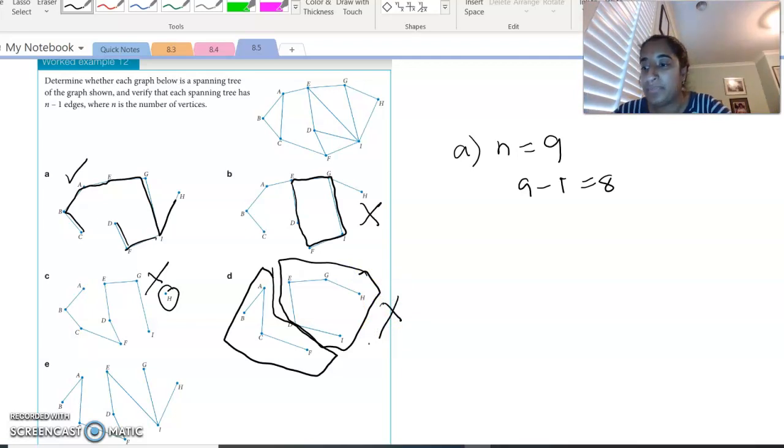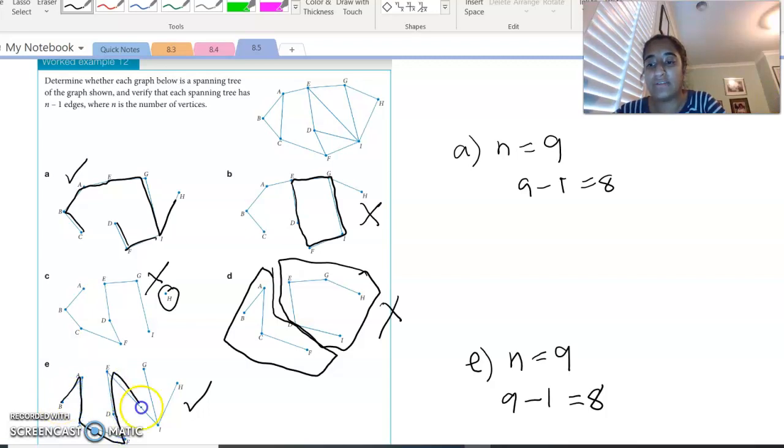And last one, the graph is connected. All the points, we can follow some sort of path. There's no loops, there's no multiple edges, and there's no cycles. So yes, that one is a spanning tree. And if we look at that one there, the number of vertices, so n is going to be 1, 2, 3, 4, 5, 6, 7, 8, 9, which again means 9 minus 1. N minus 1 equals 8, which is going to be 8 edges, which if we count 1, 2, 3, 4, 5, 6, 7, and 8, which is correct.